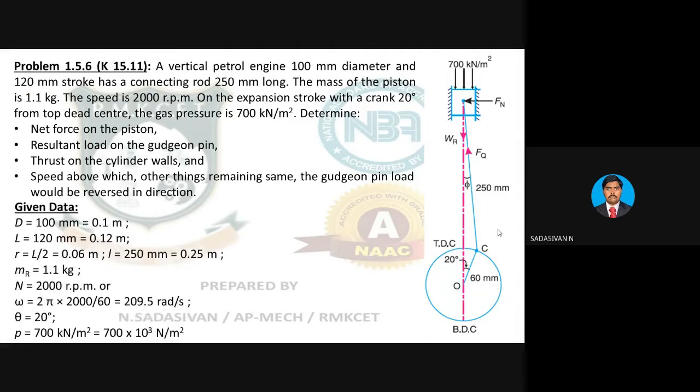Given data: bore diameter is 100 mm, 0.1 m. Capital L is 0.12, radius is capital L by 2, 0.06. Connecting rod length small l equals 250 mm, 0.25 meter. Mass of the reciprocating parts is 1.1 kilogram. N is 2000 RPM. Omega is 2 pi into 2000 by 60, which is 209.5 radians per second. Theta is 20 degrees. Gas pressure is 700 kilonewton per meter square, so 700 into 10 power 3 newton per meter square.